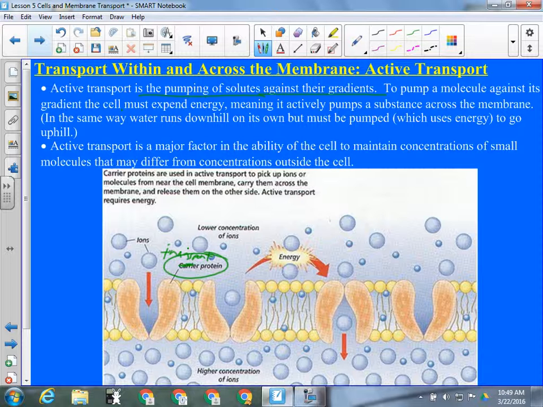It uses energy. It's also across the membrane. That's kind of the big thing here. So it expends energy, actively pumping substances across the membrane. And again, active transport can transport anything. Osmosis is the only transport process that only transports one thing. Diffusion and active transport can transport anything, but active transport uses energy to do it.